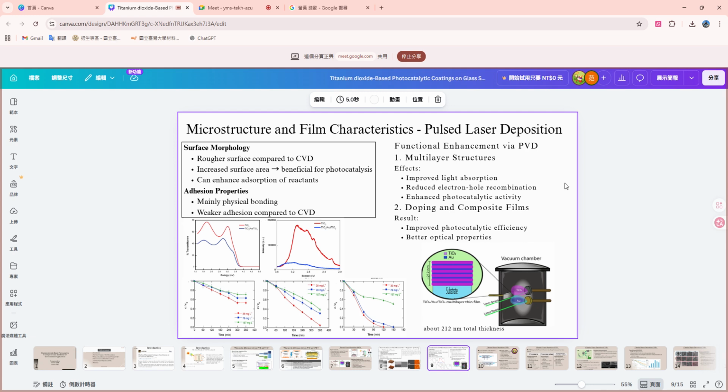So about the functional enhancement of PVD, it has two parts. The first one is a multilayer structure, which has effects of improved light absorption, reduced electron-hole recombination, and enhanced photocatalytic activity. The second is doping and composite films, which result in improved photocatalytic efficiency and better optical properties. Okay, so this is my part.